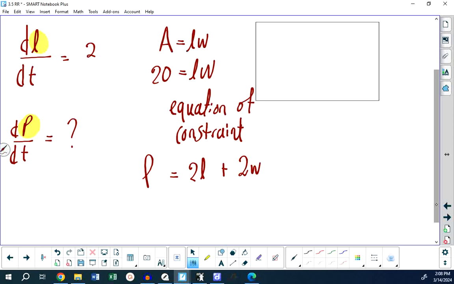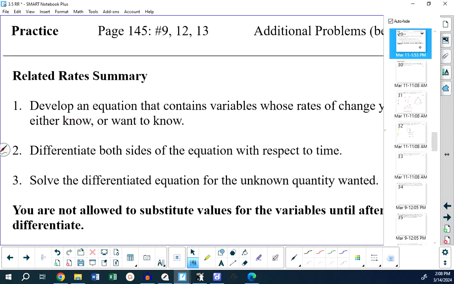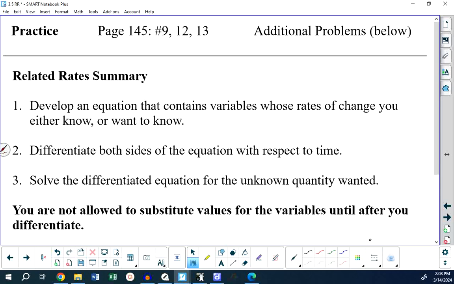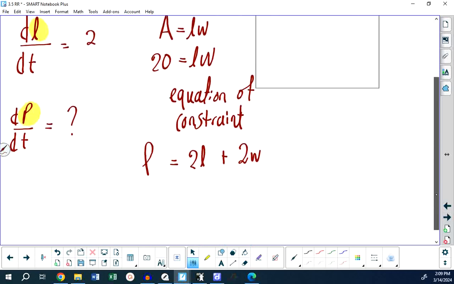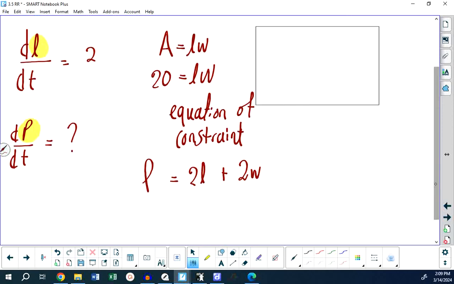Because I'm going to amend ever so slightly step 1. Step 1 says develop an equation that contains variables whose rates of change you know or want to know. And I'm going to amend it by saying that contains only the variables whose rates of change we know or want to know. We don't want a variable w in there because we don't know anything about it. We don't want to find anything about it. So how do we get rid of that w? Well, we can use the equation of constraint. The equation of constraint means no matter what, w will always be 20 over L. And that means I can substitute that in for w.